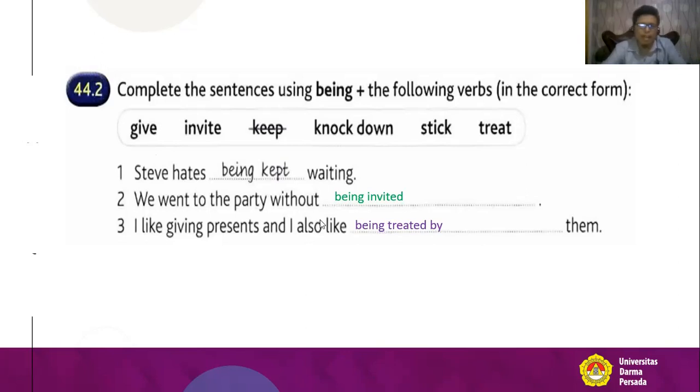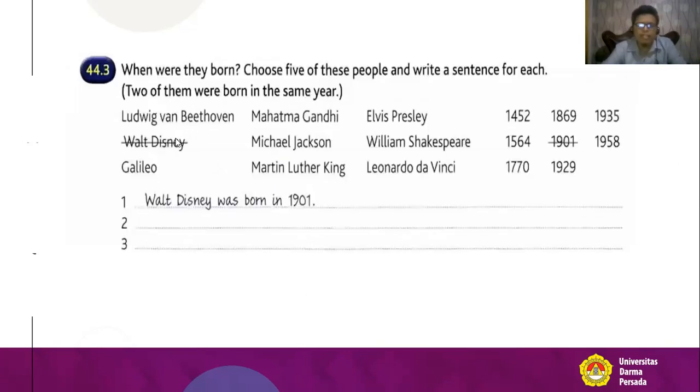Next. This is the sentence talking about born. So you say Walt Disney was born. Everything is with was born. Ludwig van Beethoven was born. Mahatma Gandhi was born in so and so. So you can check whether Elvis Presley was born in 1958 or when, if you don't know. So you had better find out on Google.